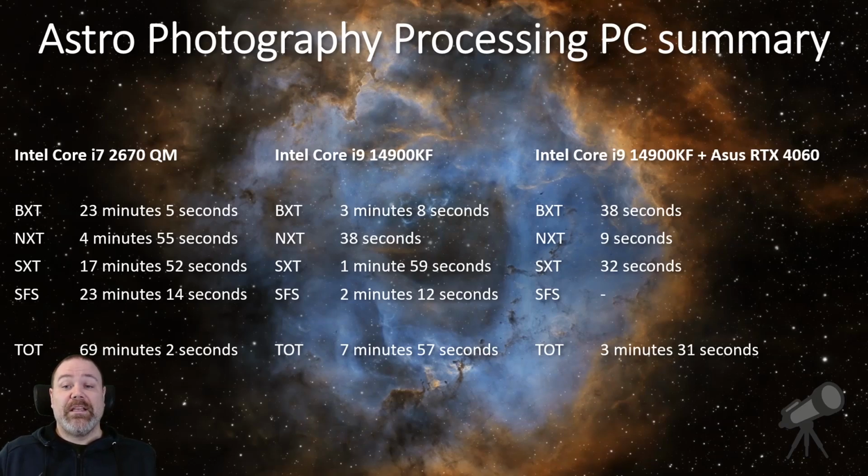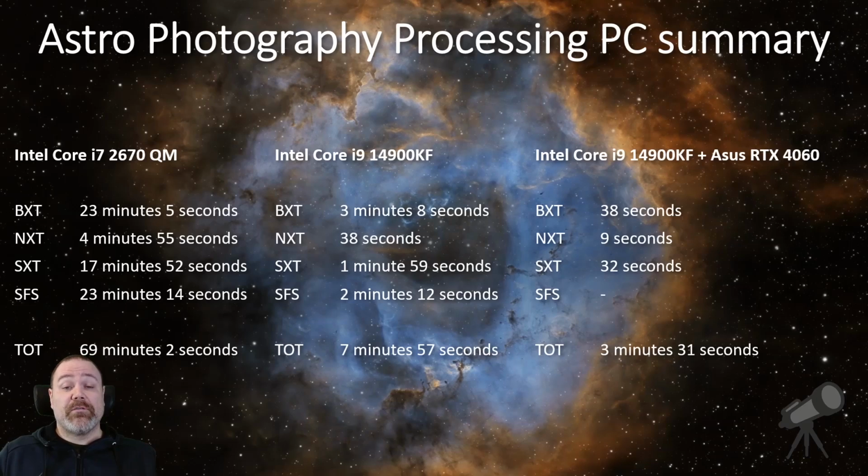So looking at the statistics and summary here now, I ran Blur Exterminator first, and this is for a drizzled 2x image that I used an HA light frame, and it took 23 minutes and 5 seconds to finish Blur Exterminator using that PC. Switching to my new PC, it took 3 minutes and 8 seconds, and when I activated GPU acceleration, it only took 38 seconds for Blur Exterminator to finish on that image.